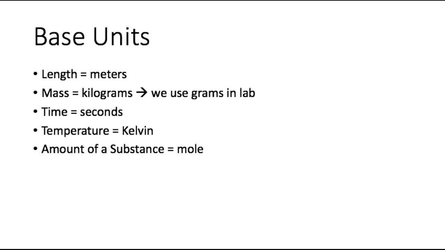The base units in the metric system are meters for length, kilograms for mass, although we use grams in labs, seconds for time, Kelvin for temperature, and mole for amount of a substance. So most of these you're probably familiar with. If I had to take a guess, I would say you may not be as familiar with the Kelvin scale, and we'll get into that shortly, or mole. Mole, as the amount of a substance, is a unit that's used expressly in chemistry. So that is also something that we will be talking about in more detail in future chapters. So for right now, let's just focus on meters, kilograms, seconds, and Kelvin.